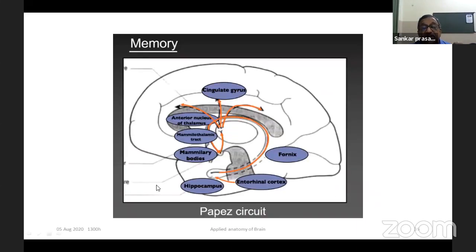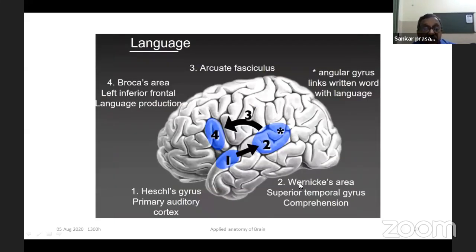The Papez circuit, which is displayed here: the hippocampus, the entorhinal cortex, the fornix, the mammillary bodies, the mammillothalamic tract, the anterior nucleus of thalamus and cingulate gyrus. This circuit reverberates and consolidates the memory. So that brings us to the language part of the brain.